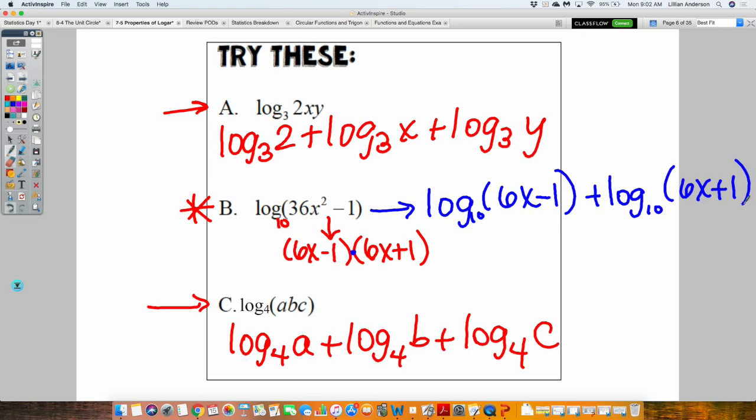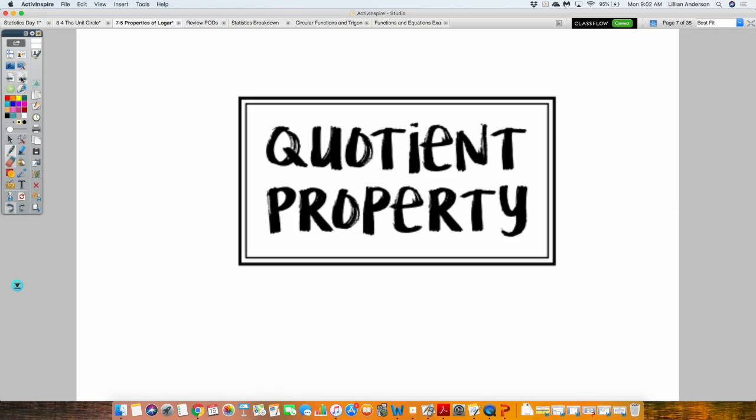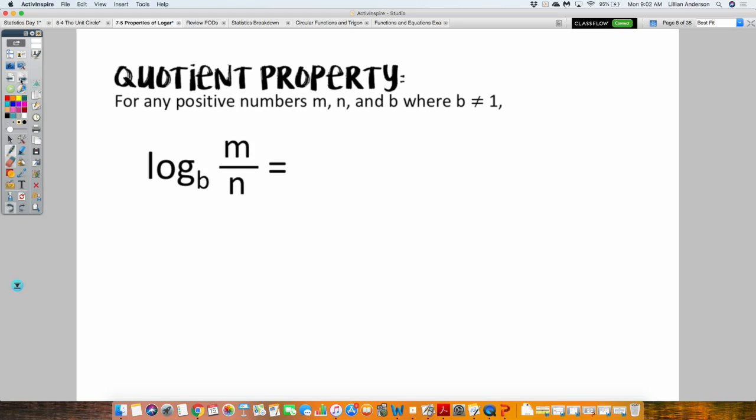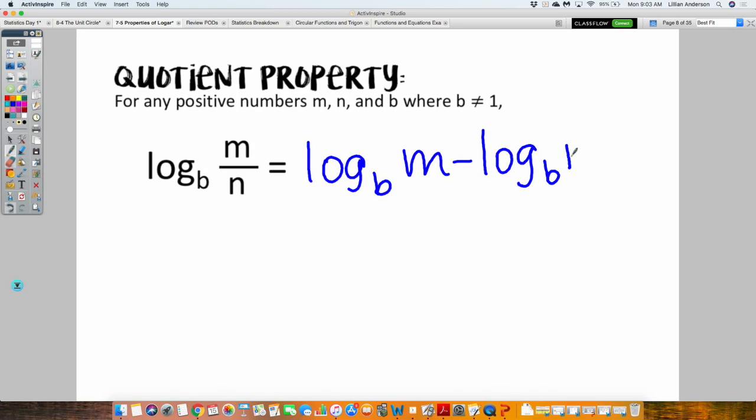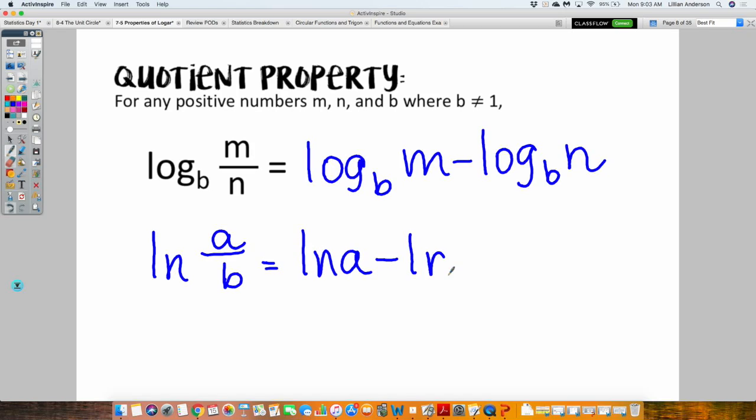All right, let's move on to quotient. If product is addition, then quotient is subtraction. So whenever you have two numbers or two variables being divided, you can expand this by subtraction. So log base b of m minus log base b of n. This applies as well with the natural logarithms. Just remember there's no base needed whenever you have a natural logarithm. Okay?